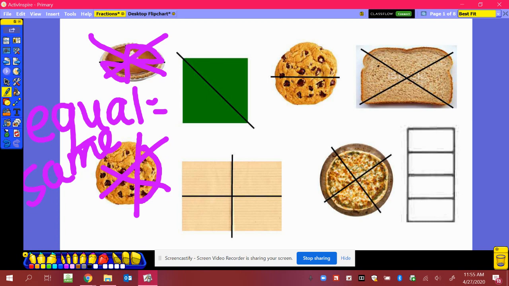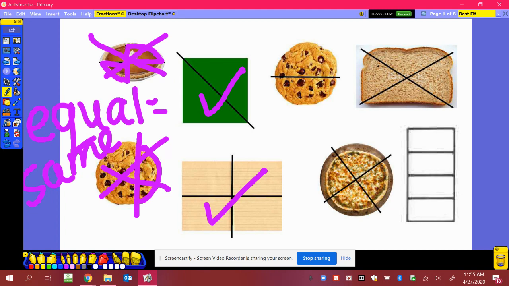Look at the rectangle piece of paper at the bottom. The rectangle has 4 equal parts. All parts of the piece of paper are about the same size. So that one is good. If you look at the green triangle at the top, you have 2 green triangles inside the square. Okay, so each side of the square is the same size.